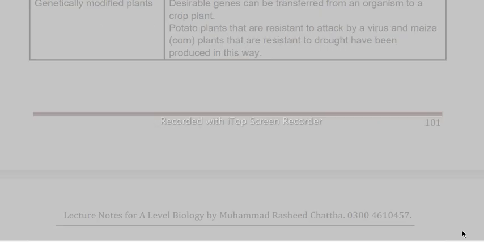Genetically modified plants: desirable genes can be transferred from an organism to a crop plant. Potato plants that are resistant to attack by a virus, and maize, corn, plants that are resistant to drought, have been produced in this way.